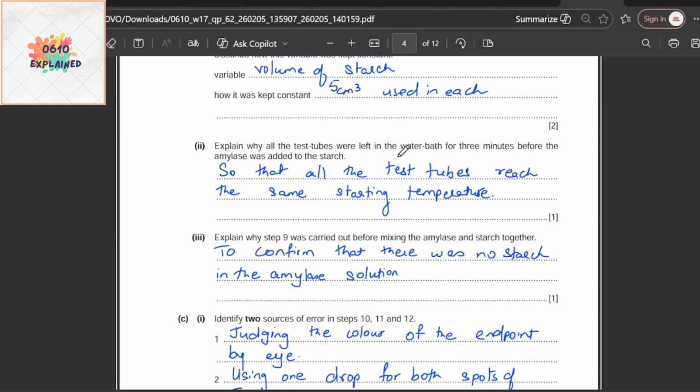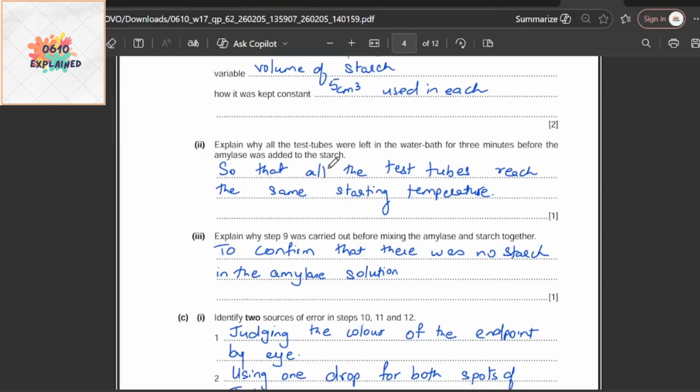Explain why all the test tubes were left in the water bath for 3 minutes before amylase was added to the starch. Now, for any experimental procedure, this is a very important step, that you try to equilibrate the temperature for all the test tubes, or else it may show a variable result. So your answer will be that all the test tubes reach the same starting temperature, or they have the same starting temperature.